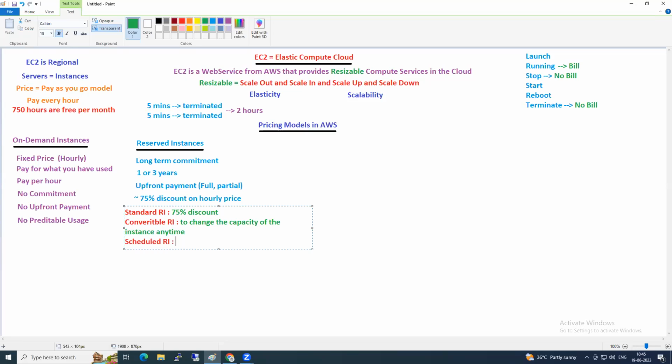Scheduled reserve instance means if you want to reserve it for a short term, like a fraction of a day, week, or a month. The discount is more than 60% for convertible, scheduled and all.